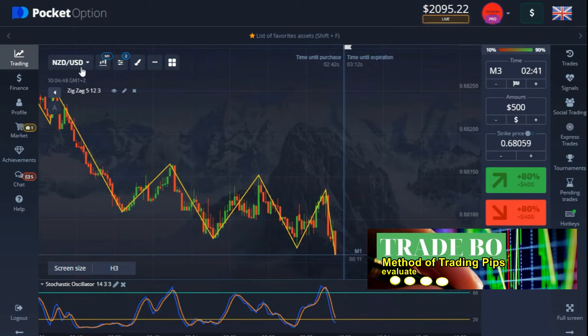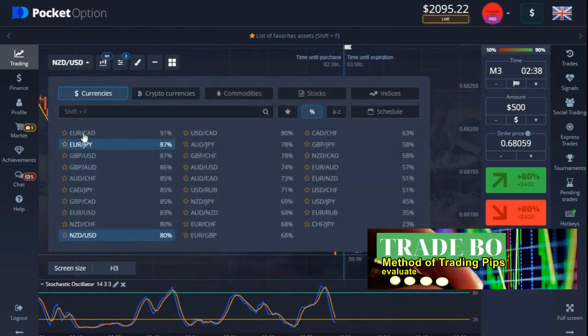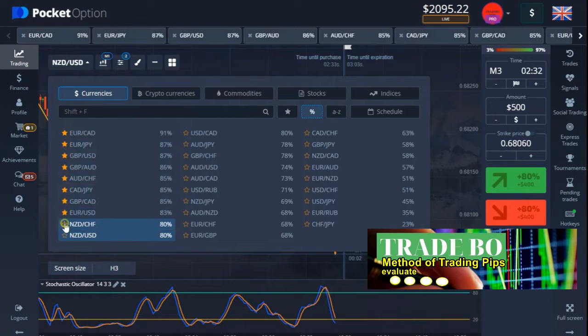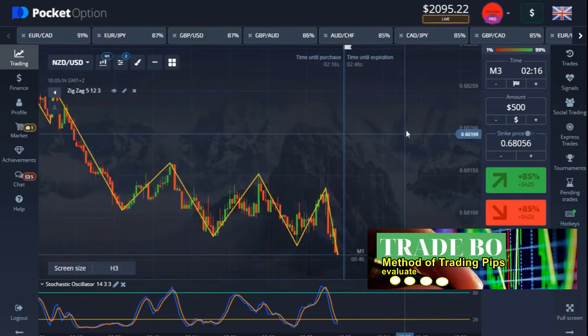Now I'll be putting up my currency pairs. Make sure you're on currency. I'll be putting the best pairs up, so let me quickly put this up, guys. Okay, I'm done. I have put this up.